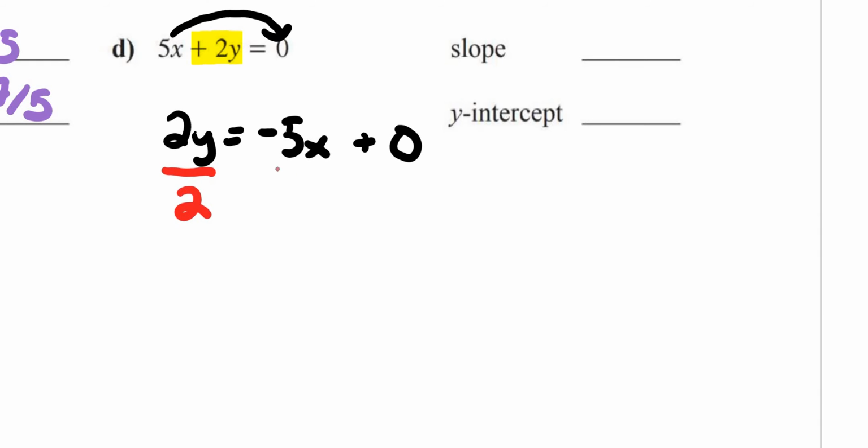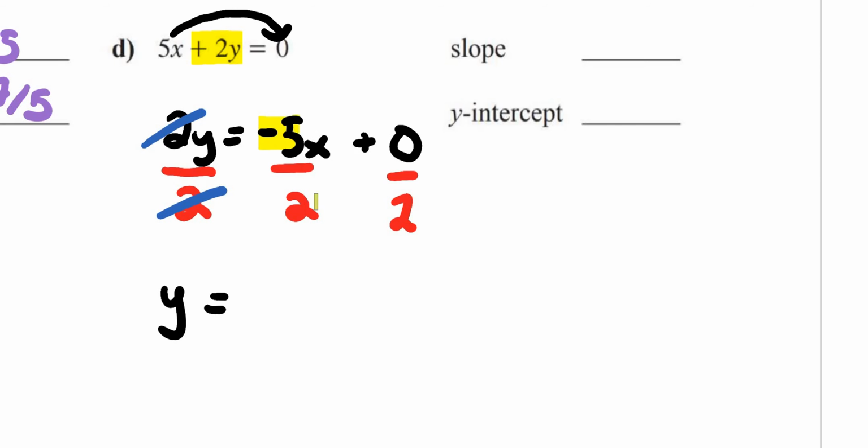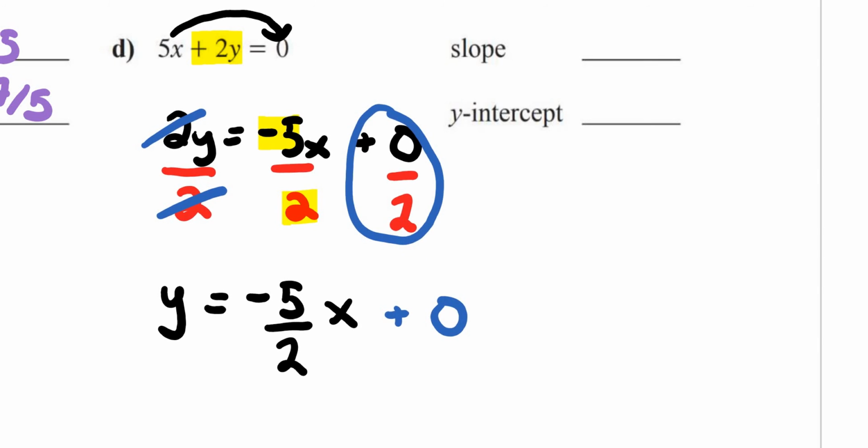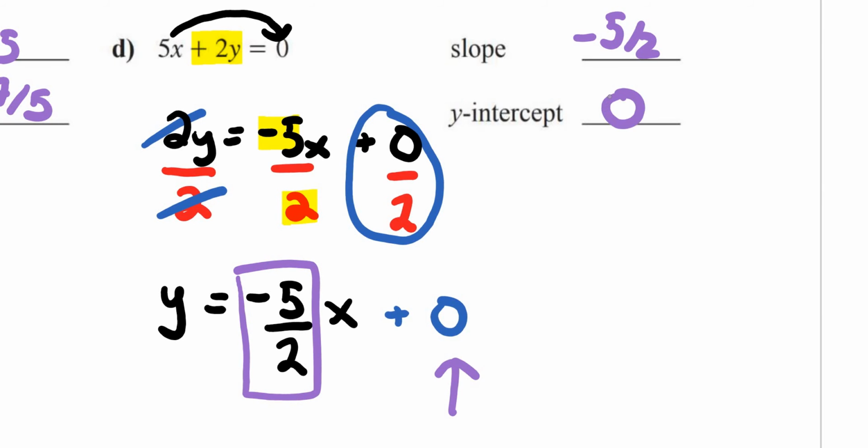Then let's divide both sides by 2 because our goal is to isolate for the y variable. If I do that, this 2 and that 2 will cancel off, giving me a single y. All right, so negative 5 over 2x. And then 0 divided by 2 is going to be just 0, right? Okay, so my slope is negative 5 over 2, and my y-intercept is going to be 0. All right, so that's it for question 2D.